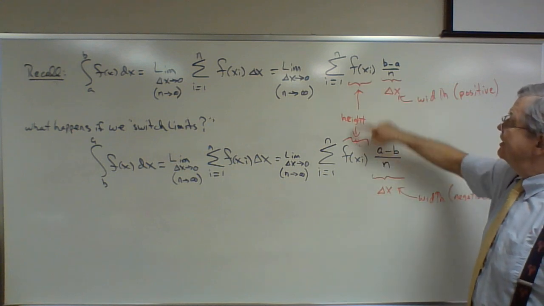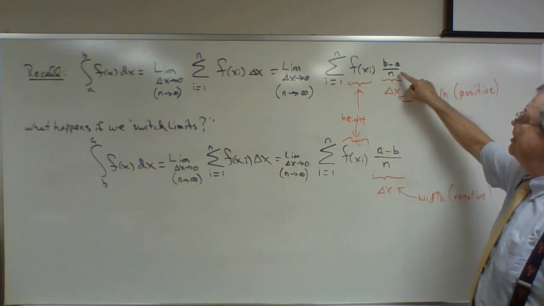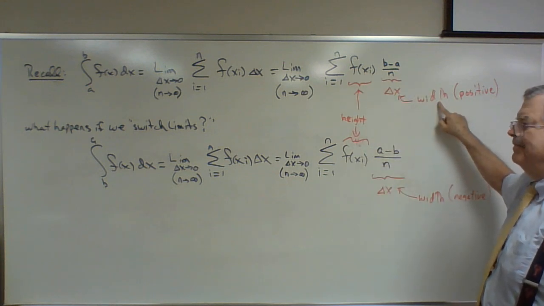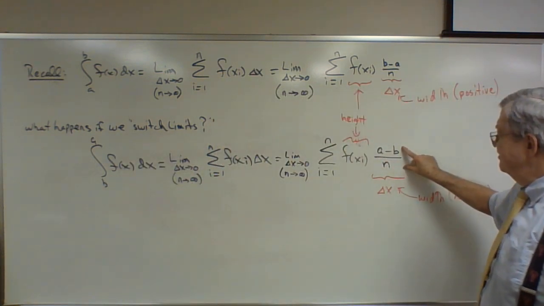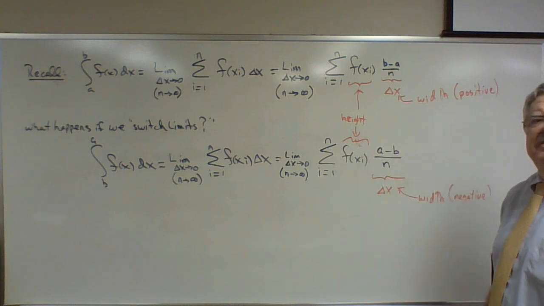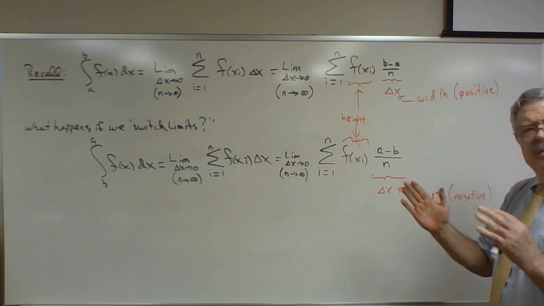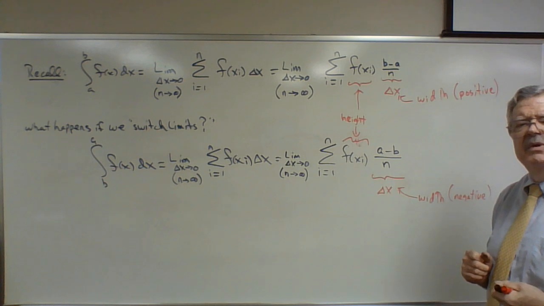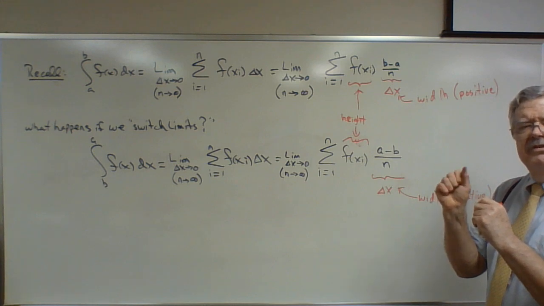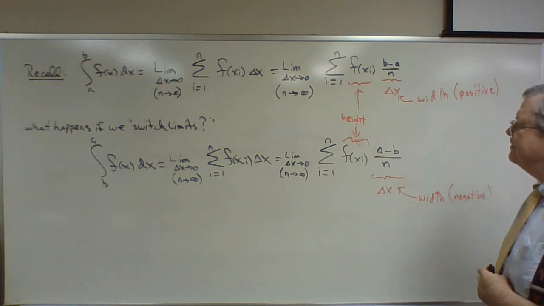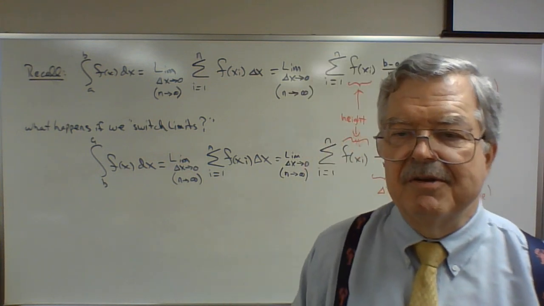The heights of each rectangle are the same. Here, the widths of the rectangles are positive, but if we switch the upper and lower limits here, the widths of each of these rectangles are negative. So when we analyze it that way, when we switch the upper and lower limits, what we're doing is adding up rectangles whose widths are negative. So that's why when we switch the upper and lower limits of an integral, we get the negative of the original.